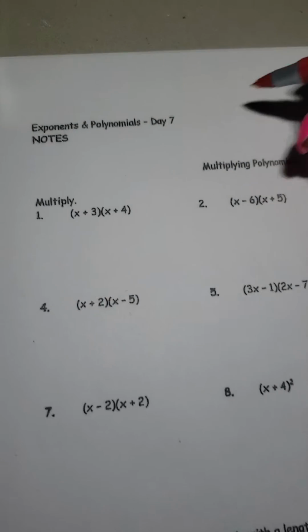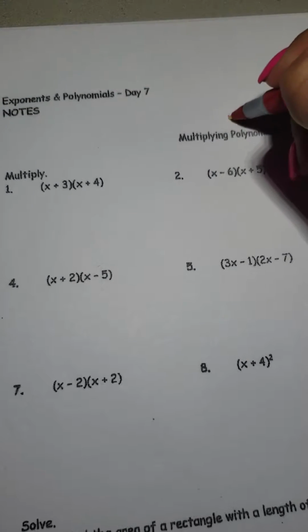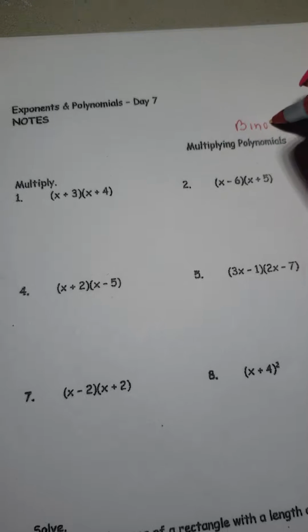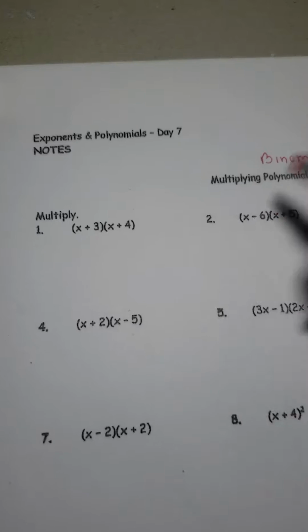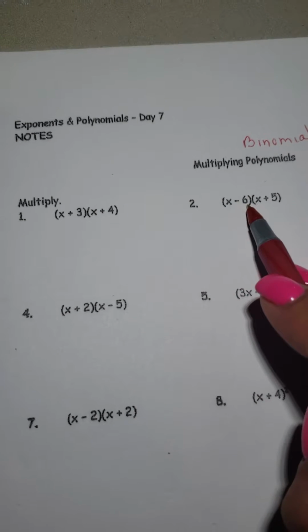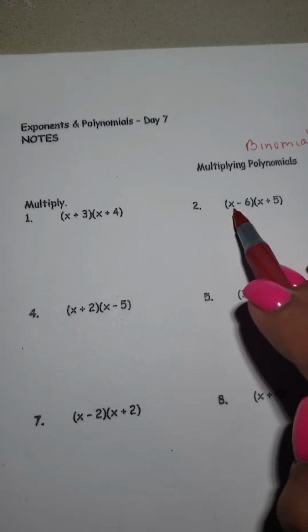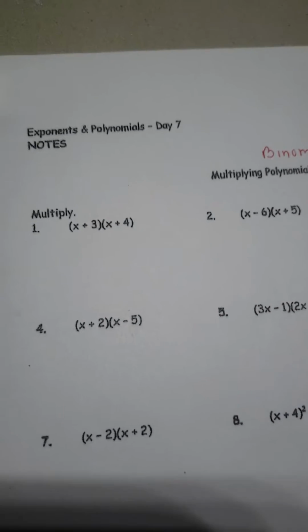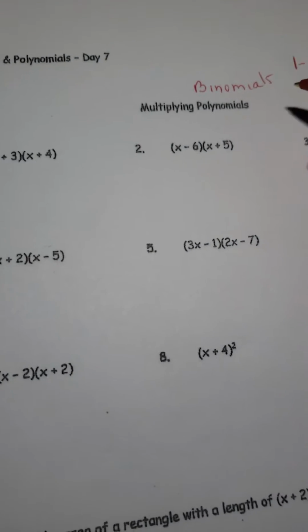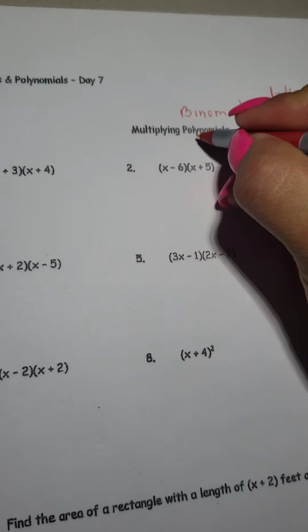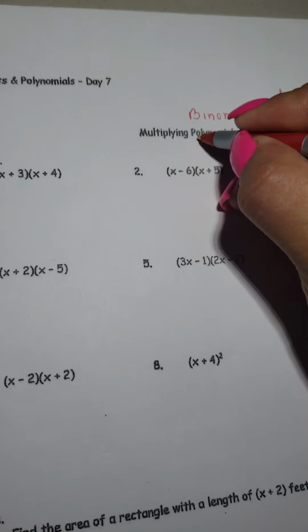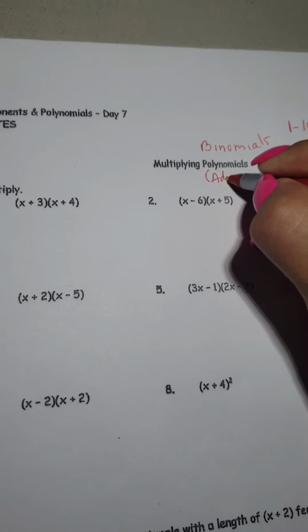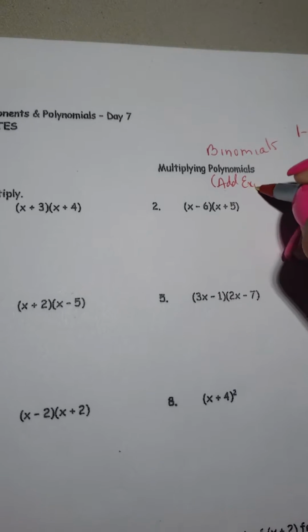Multiplying polynomials. If you look, most of them are binomials, meaning there's two terms inside. So here we have x minus 6 and then x plus 5. So that's two terms, that's why it's binomial. So we're going to be multiplying binomials, but since there's variables, what do we do when we multiply variables? What do we do with the exponents? So make a little note here that we know we're going to be adding their exponents.